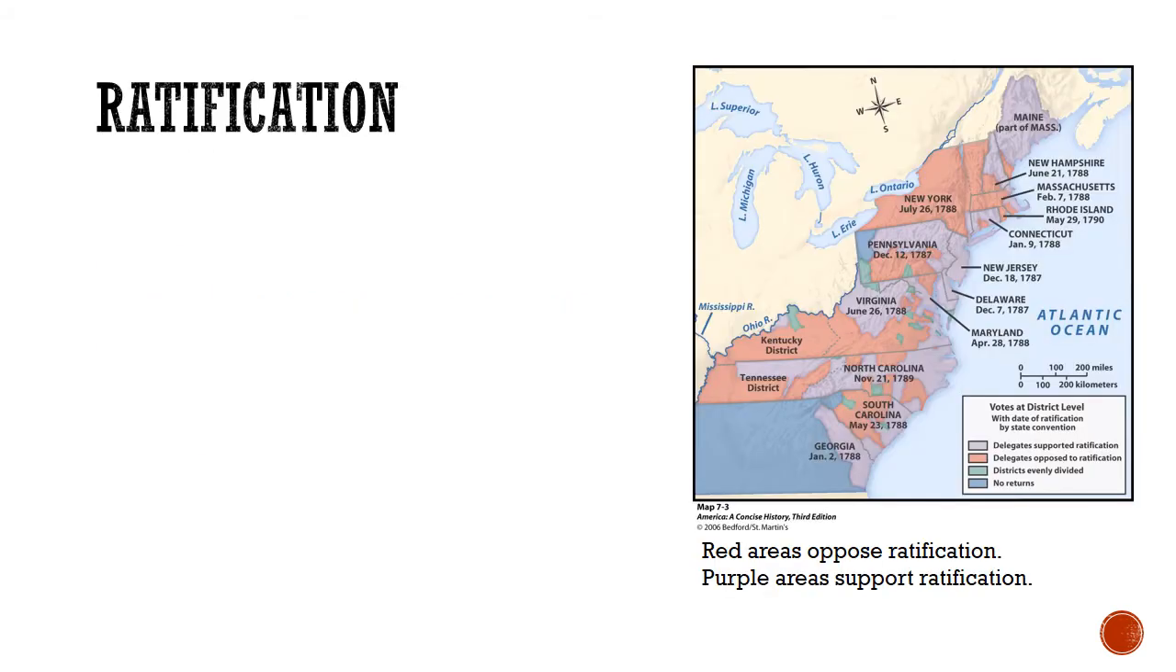So let's start off by talking about ratification and what ratification means. So the Constitution was all written up and ready to go in 1787. But before it could become the system for the U.S. government, it had to be accepted by the states, aka ratified.